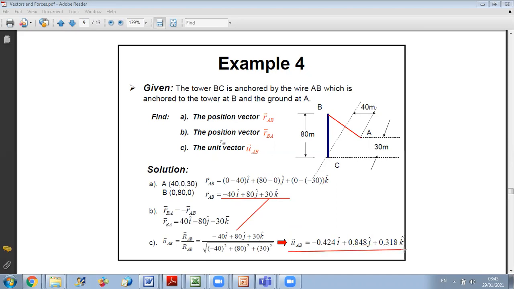And now if I want to find the unit vector of BA, all I have to do is take the opposite sign. So it will be plus 0.424i minus 0.848j and minus 0.318k. Any question on this part, how we calculated position vectors and unit vectors?